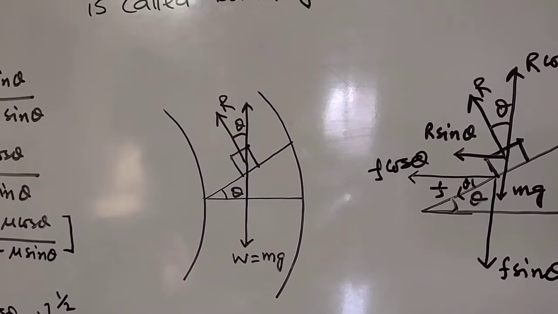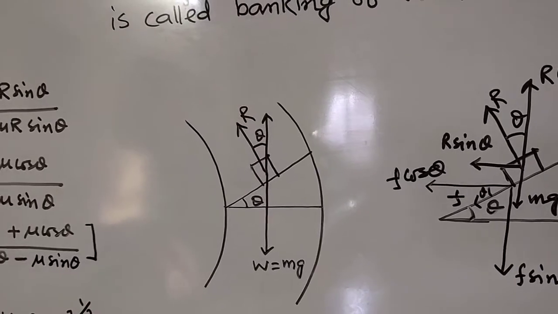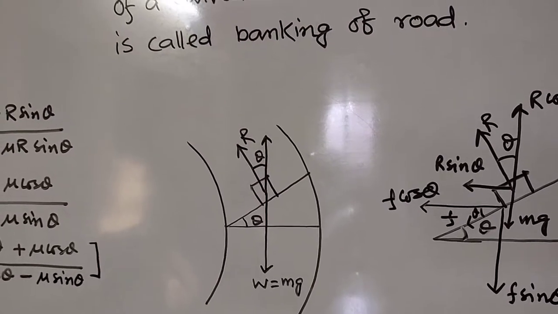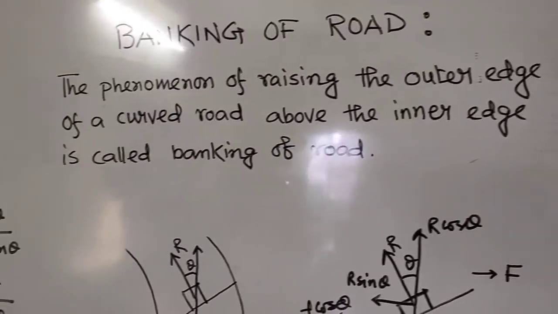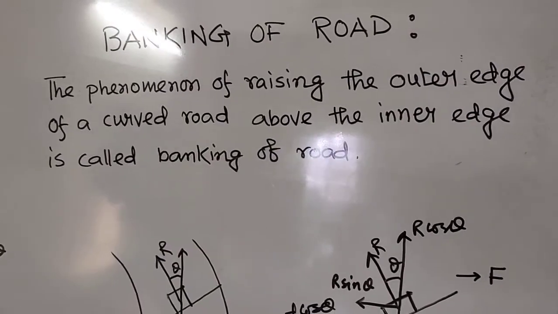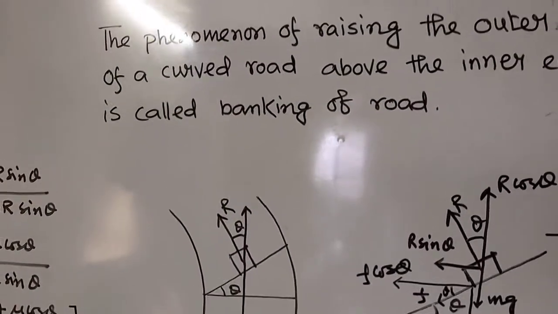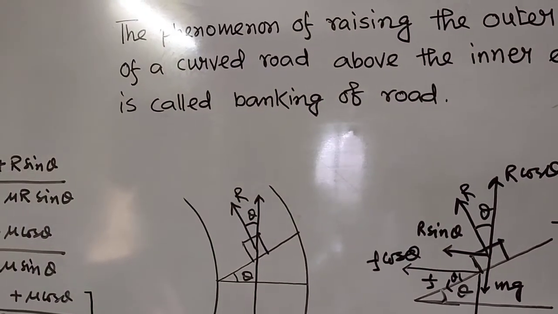You see, this is your curved road or the turning of the road. Now the upper edge makes an angle theta with the base. What we have written, the phenomenon of raising the outer edge of a curved road above the inner edge is called banking of road. You can consider that the outer edge makes an angle theta with the horizontal part of the road.